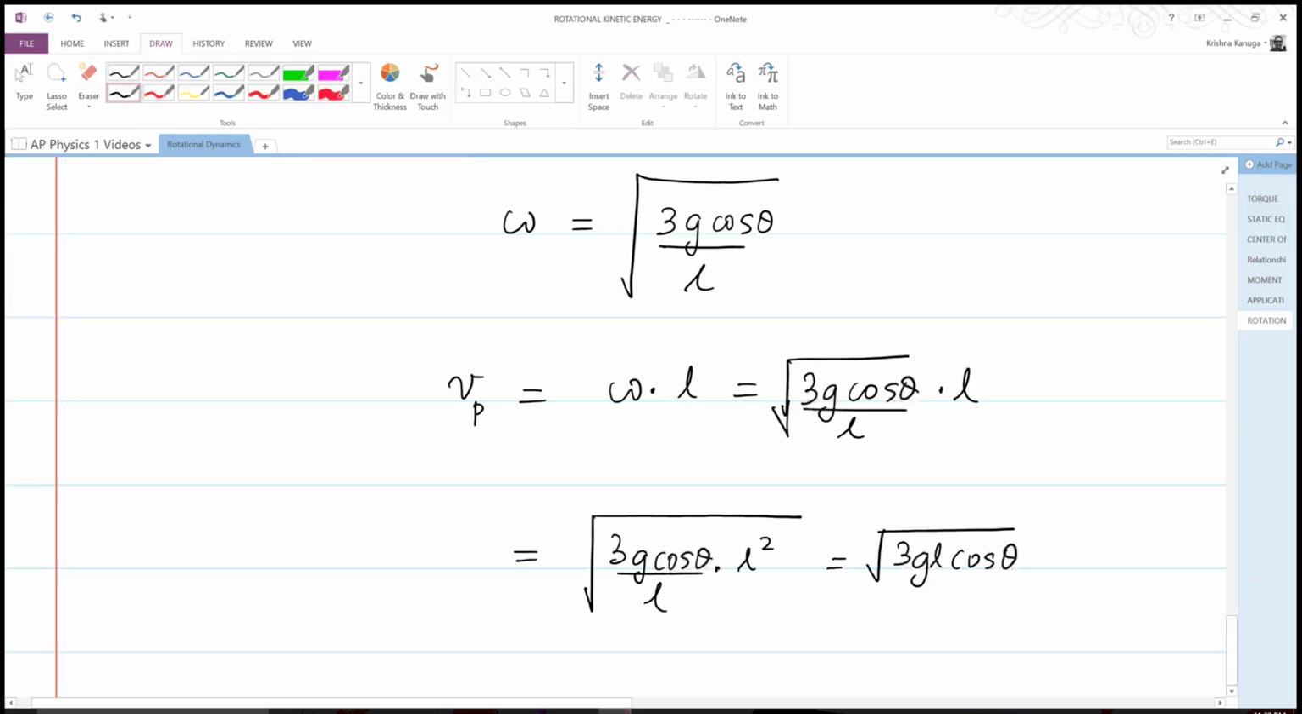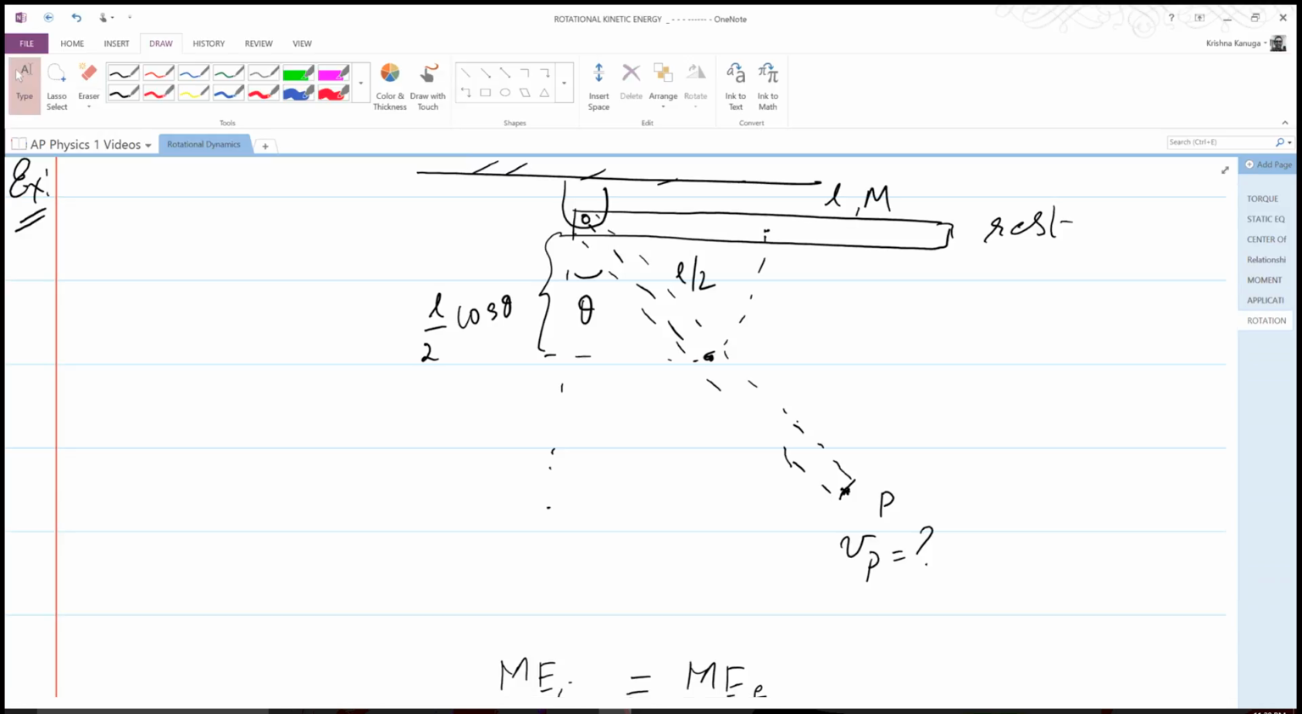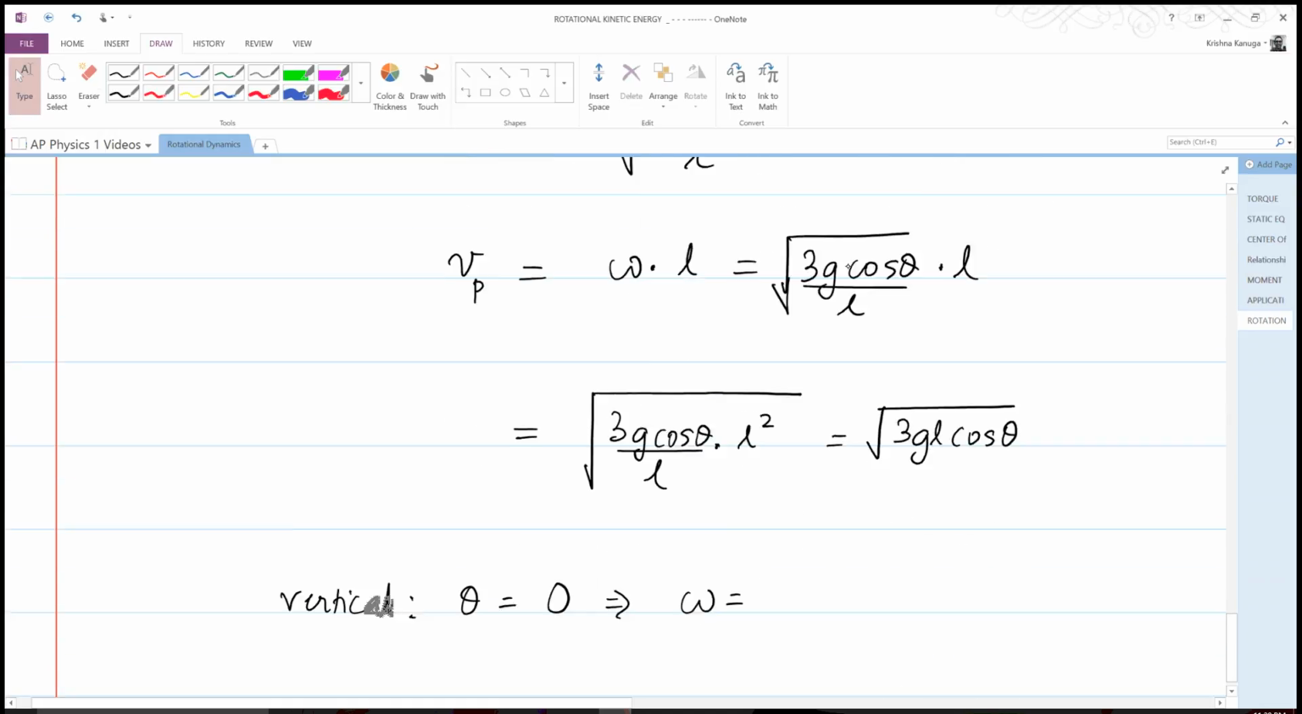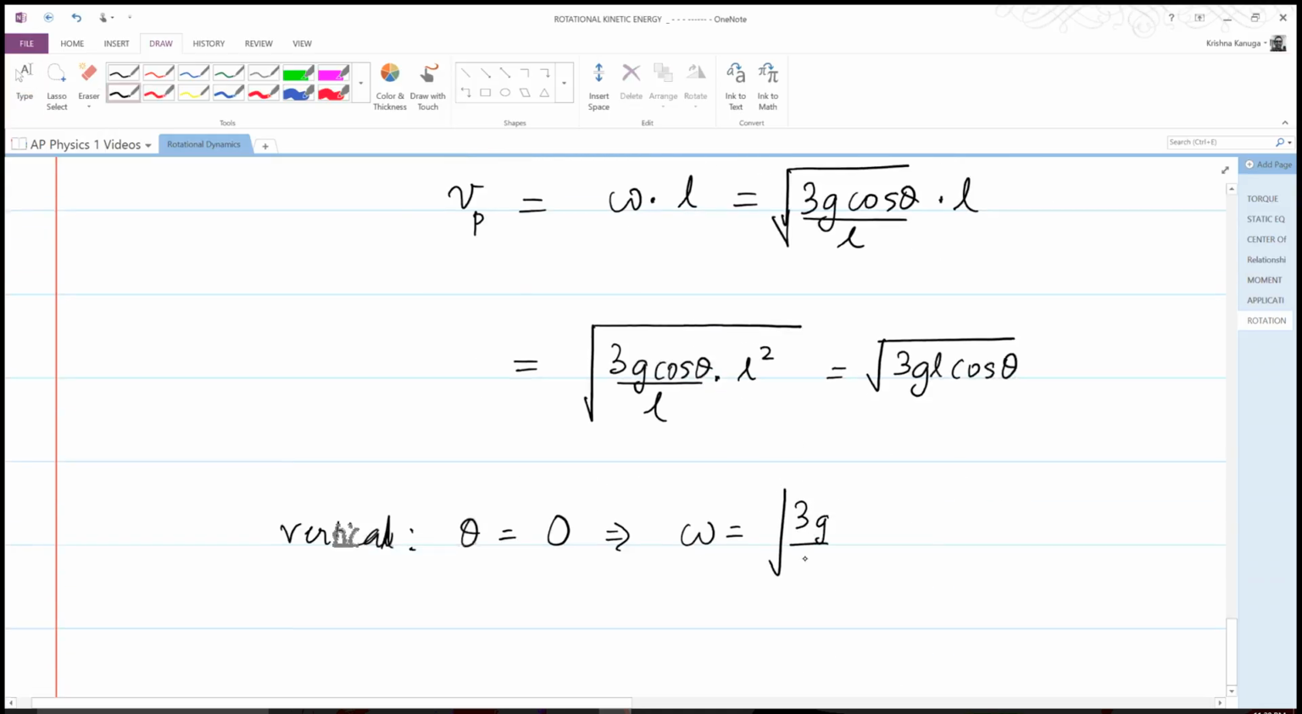Now, this is at some random angle, some angle in between. Now, if the rod was vertical, then theta would be equal to 0. Okay, so at the vertical location, theta is simply equal to 0, and therefore that implies omega would be equal to the square root of 3g over L, and therefore Vp would be equal to the square root of 3gL. Alright, so that's that.